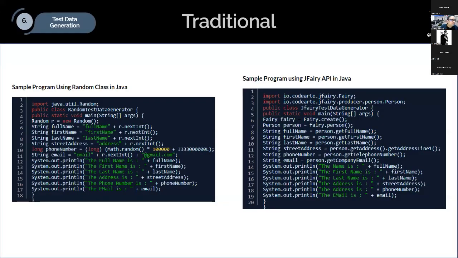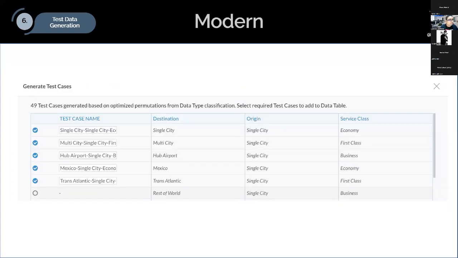Now, traditionally, the way that we generated test data was very shallow. You used random classes in Java or jQuery APIs in Java that used to randomly generate names, right? Now, true AI is not using random generators, right? True AI is classifying what data to actually go in there. True AI is actually predicting for you and generating test cases for you with the test data that can be there within that field, right?